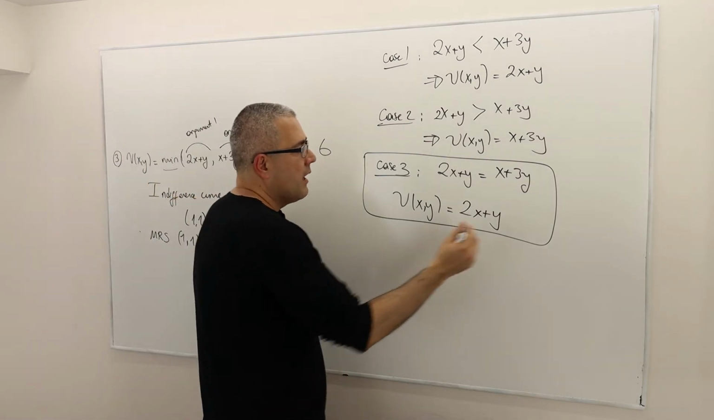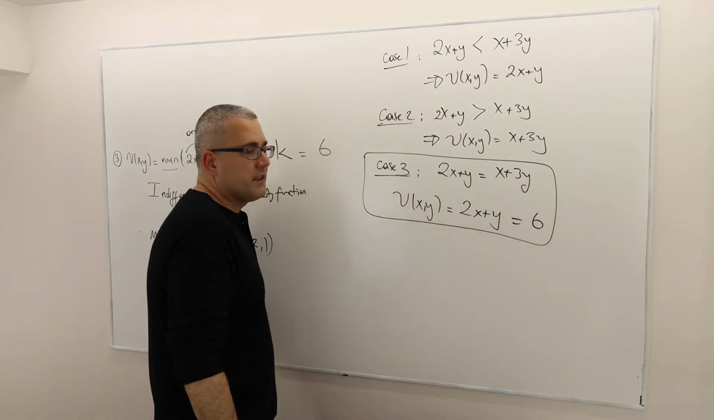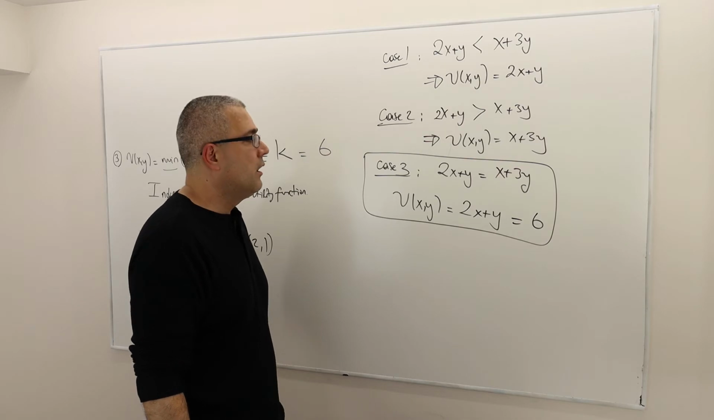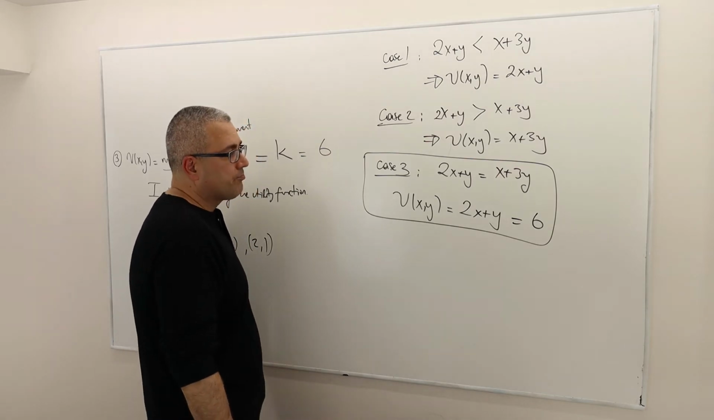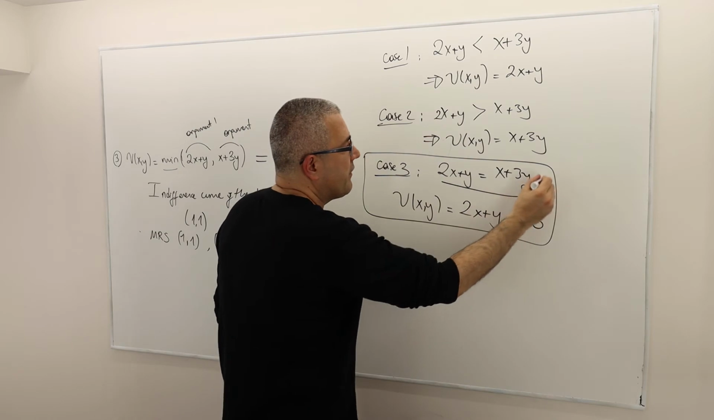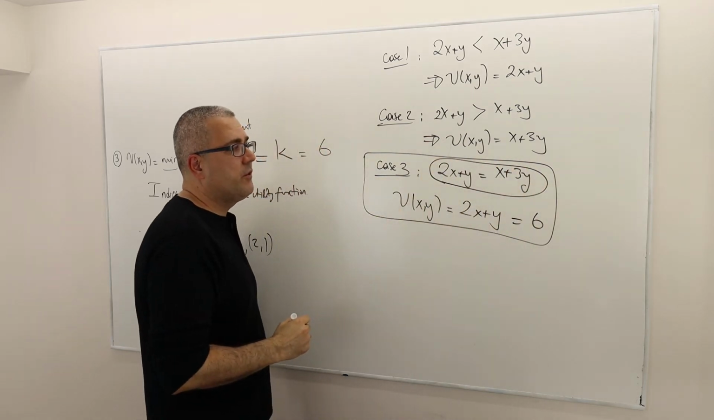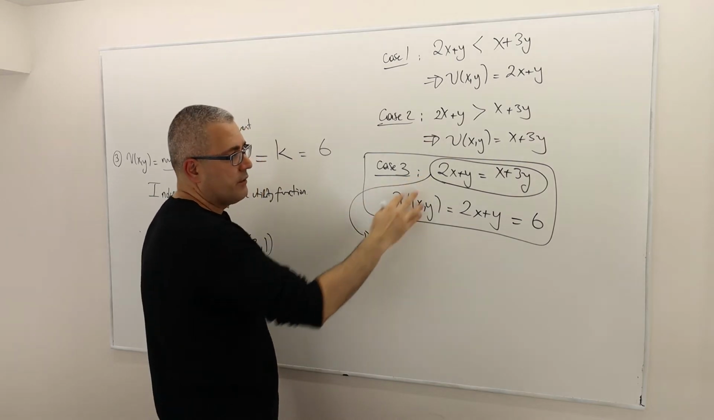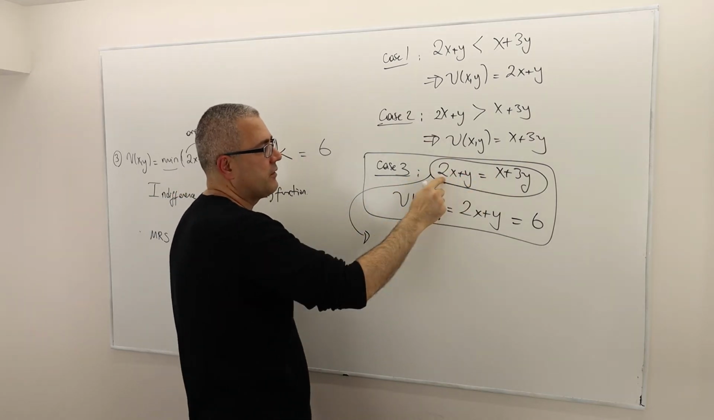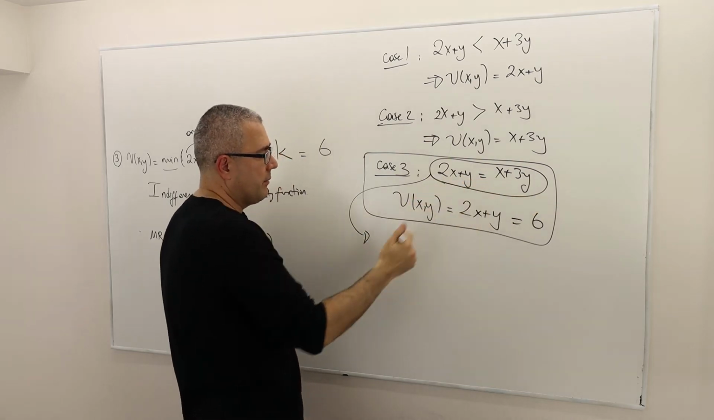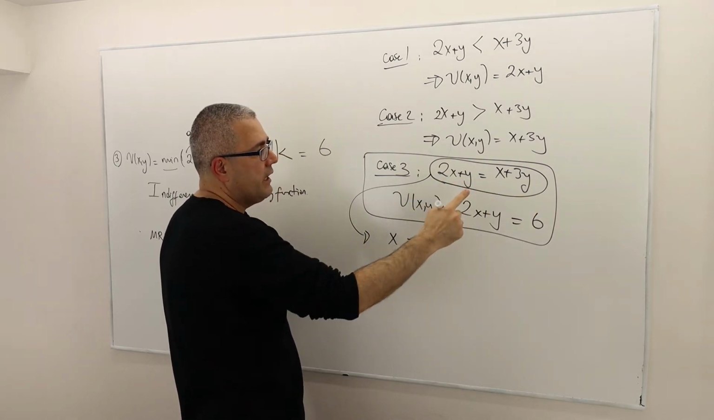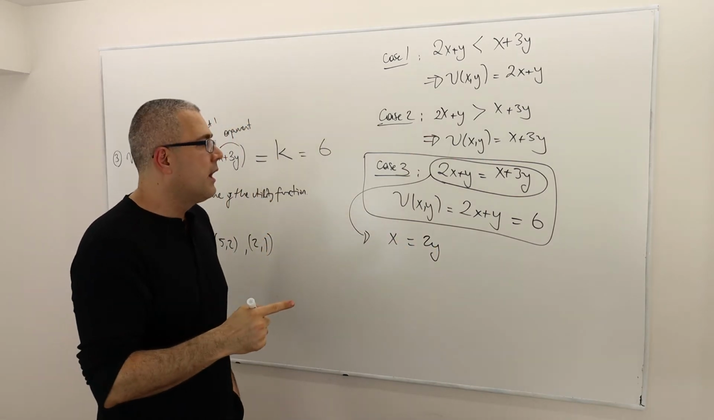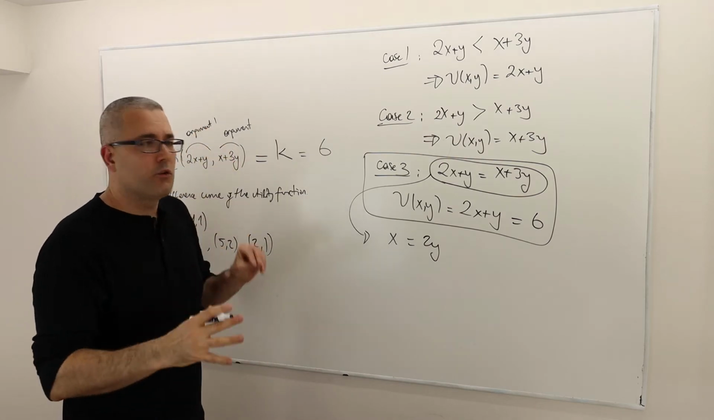So this is the thing that I should be finding: 2x plus y equals 6. Good, but be careful about this. What does 2x plus y equals x plus 3y mean? Just simplify it. Send x to the left-hand side, y to the right-hand side. So I'm going to have x equals 2y. So whenever x is equal to 2y, the first argument and the second argument are the same.